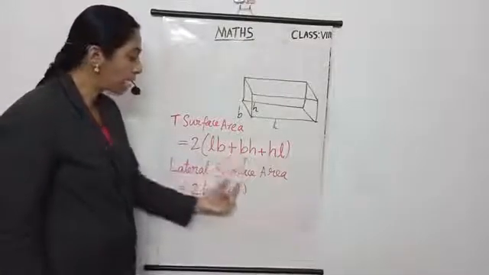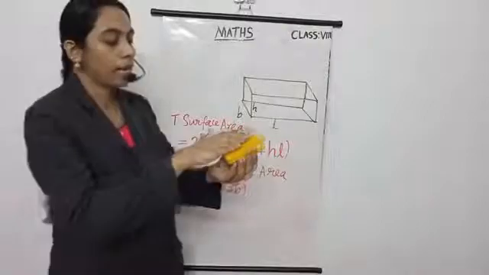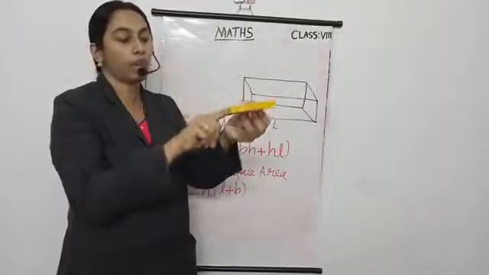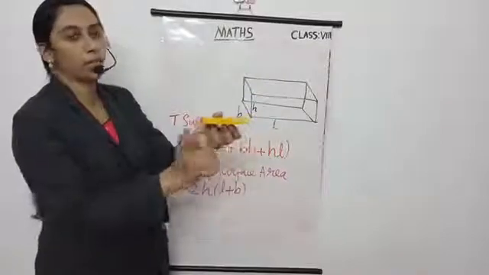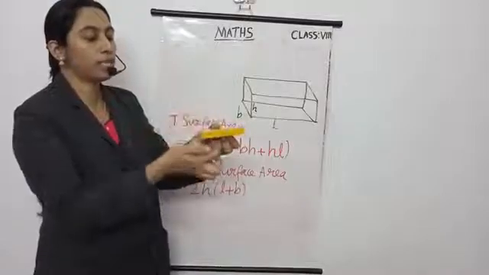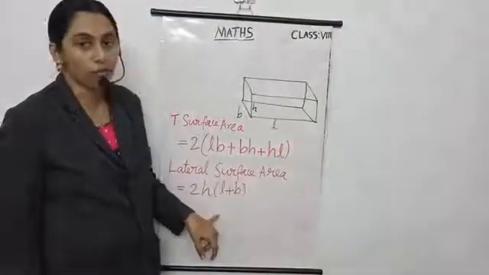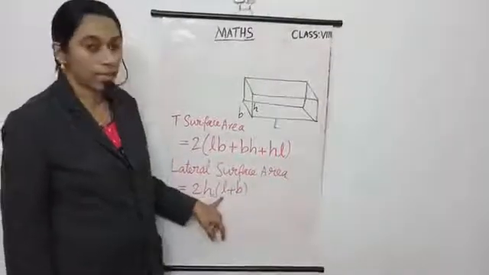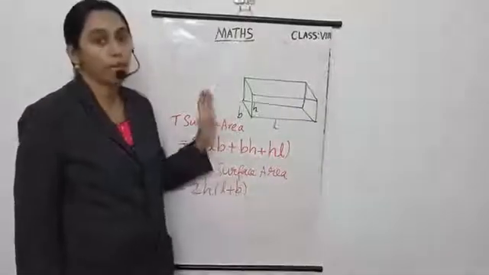Now next is lateral surface area. What is meant by lateral surface area? Lateral surface area means consider these 4 faces only, 1, 2, 3, 4, other than these 2 faces, that is, these 2 faces are excluded. The sum of these 4 faces is called lateral surface area. So it also has a formula, 2h into L plus B, that is 2h(L + B). H means height, L means length, and B means breadth.